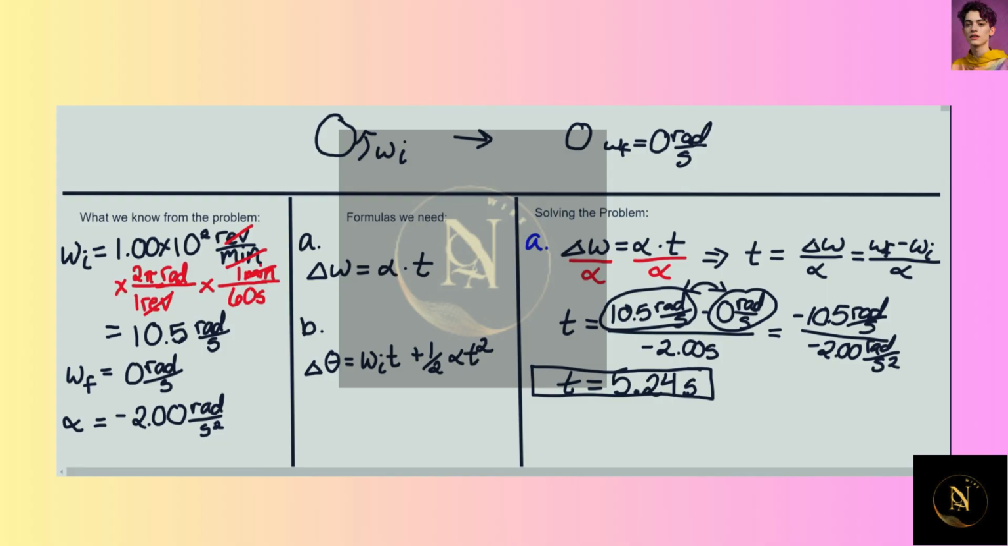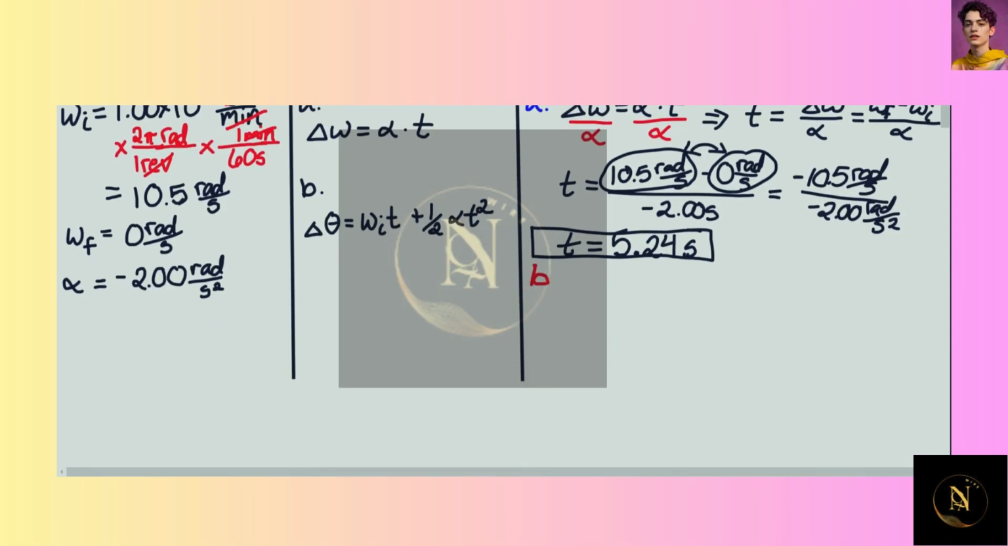Next, we're going to move on to question B. In this case, we are figuring out what angle you're going to go through this entire time. So we're going to start with this equation where we know the angle that you travel through is equal to the initial angular speed times time plus 1/2 angular acceleration times time squared. So we just figured out time, so we can plug that in, and we know the initial angular speed as well as the acceleration.